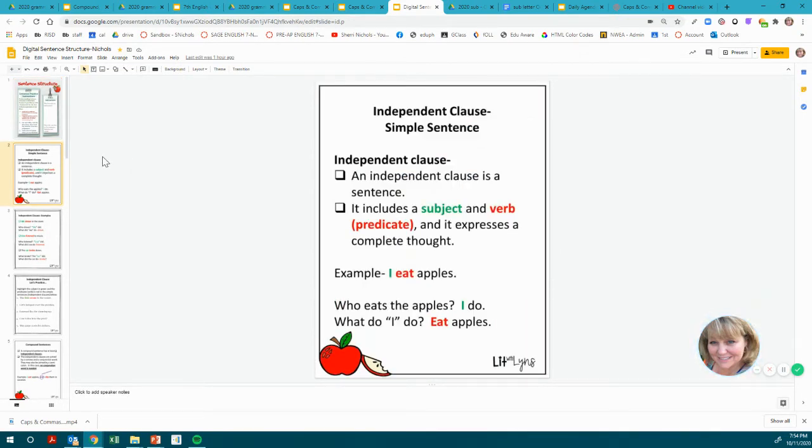Independent clauses, which are part of a simple sentence. Now, an independent clause is a sentence, and it includes a subject, a verb, which we sometimes call by the fancy word predicate, and it expresses a complete thought. Example: I eat apples. Who eats the apples? I do. I am the subject of this sentence. What do I do? Eat apples. So eat is the verb of this sentence. So that makes it a complete sentence. It's a short little simple sentence.